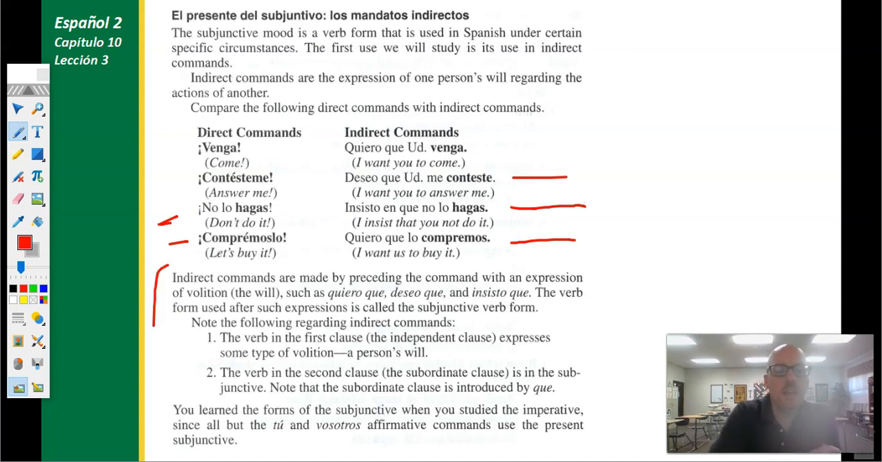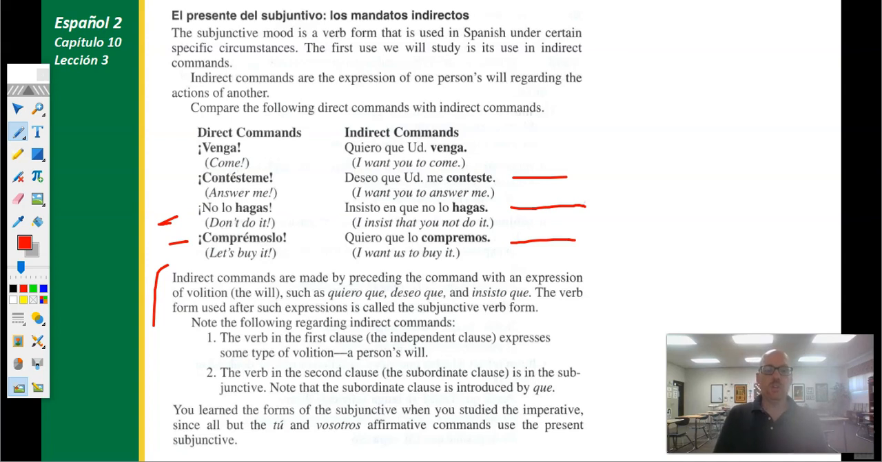Continuing here on this slide, indirect commands are made by preceding the command with an expression of volition. You see that in each of those indirect commands. Quiero que, I want that. Deseo que, I desire that. Insisto en que, I insist that. The verb form used after such expressions is called the subjunctive. So we have those expressions of voluntad, or will. The verb form used after those expressions of will needs to be in the subjunctive form.